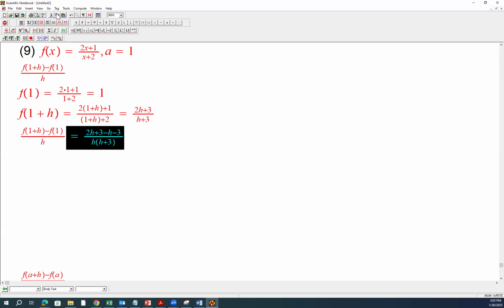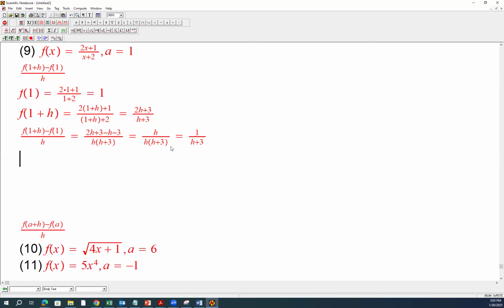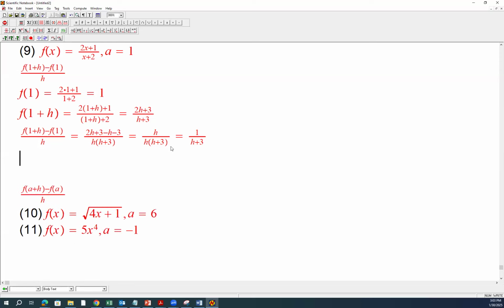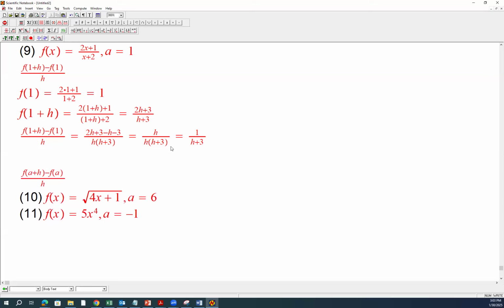And now with all of that operation, -h, 2h, so that combined into just 1h. 3 and 3 makes 0. H and h reduced, so we ended up with 1 over h plus 3. So you saw that process, right? You got it. And we're done. We are finished, right?